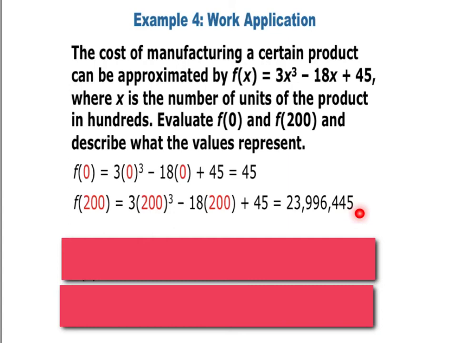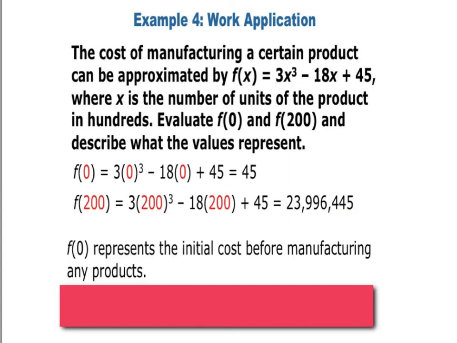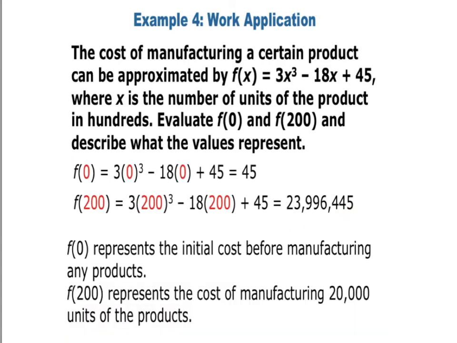Okay, so now you want to write your answer like this. So here's what your answer is going to come out. It says f of 0 represents the initial cost before manufacturing any products. Okay, and what does f of 200 mean? It means f of 200 represents the cost of manufacturing 200 units of the product. So in other words, it's going to cost $45, whatever it is, to make 0 of them, and it's going to cost 23,996,445 to make 200 of them.